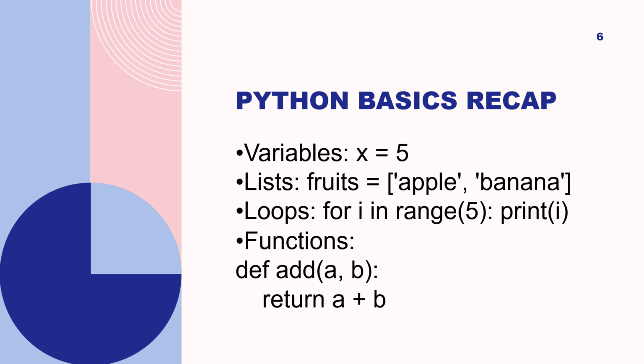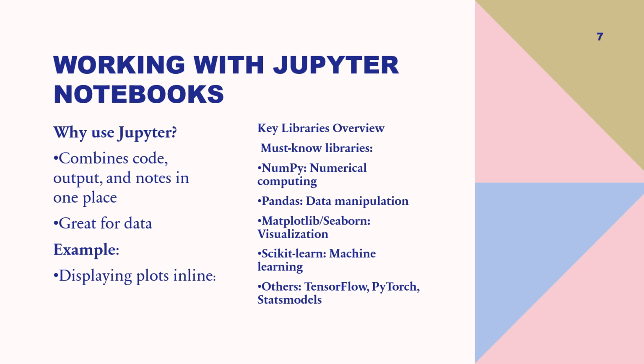Let's see some of the examples for defining a variable, list, loops, and functions. Here, variable x is defined with a value of 5. Next, a list as a collection of items such as apple and banana. In loops, there is a range of items that is going to be printed again and again. And in the function, the keyword is def. Add is a function name with two arguments a and b, which is going to return the value of a plus b.